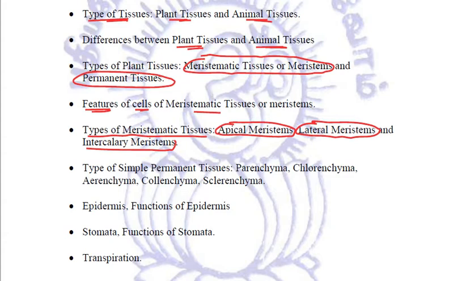Then we studied the types of simple permanent tissues, that is the tissues made up of only one kind of cells, in which we studied parenchyma, chlorenchyma, aerenchyma, collenchyma and sclerenchyma and their functions. We studied epidermis and its functions. We studied stomata, the functions of stomata, and transpiration. These are all the topics which we have done in the previous lecture.